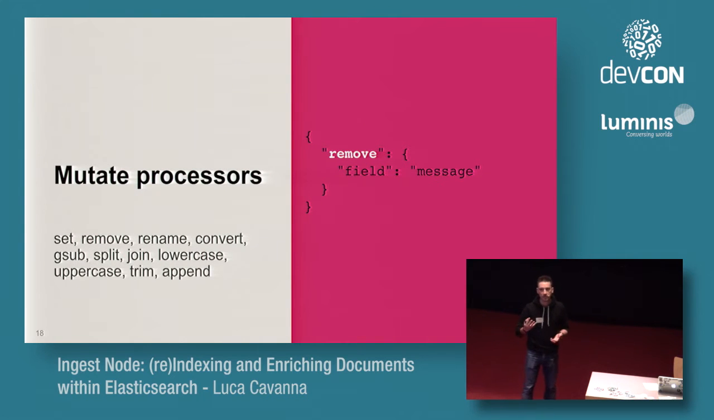Once you have all of the different fields, you can also apply other changes to your documents. And mutate is just a set of processors within ingest. For example, you can set a field, you can remove one, you can rename a field, do very simple things like converting the type as well, playing around with strings, and so on, or also with arrays. So these are all simple things.